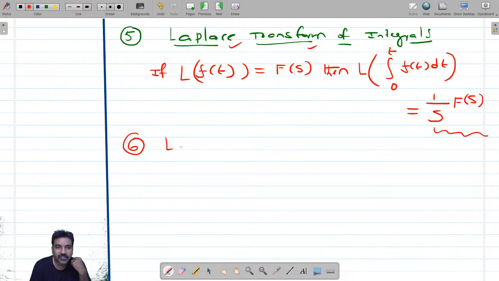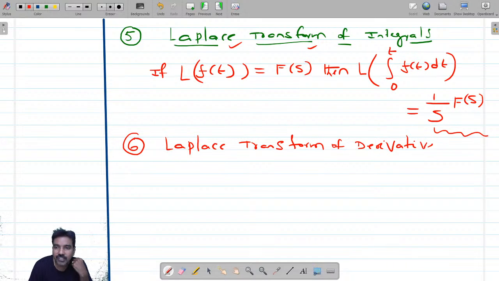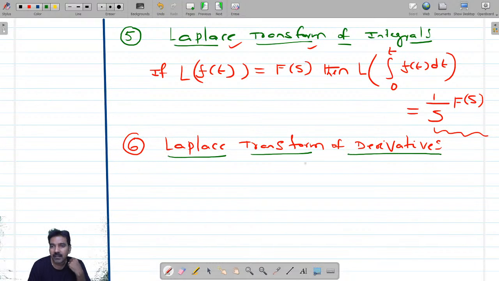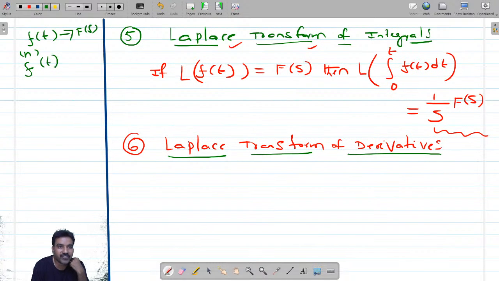We will go for Laplace transform of derivatives. Sixth property is Laplace transform of derivatives. It means that suppose you have a function f of t. You know that its Laplace transform. So in that case, you should be in a position to find the Laplace transform of nth derivative of f.